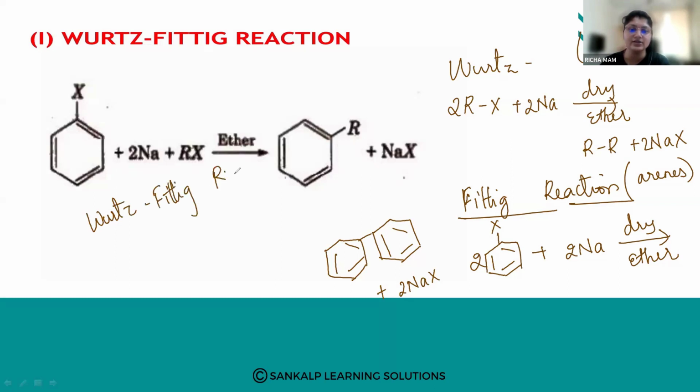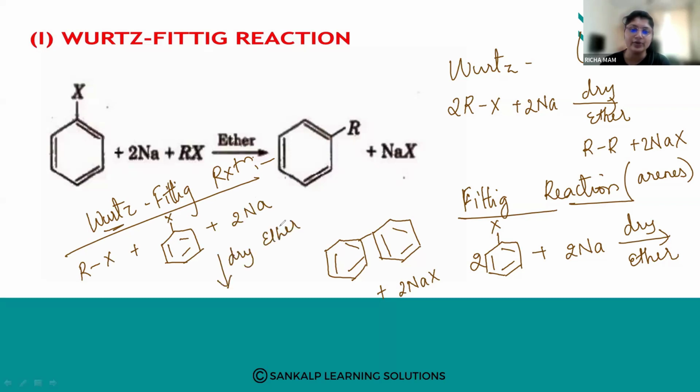Let me tell you about the Wurtz-Fittig reaction. In the Wurtz-Fittig reaction, in Wurtz we take one alkyl halide, and in Fittig we take one aryl halide. So one alkyl halide and one aryl halide, we are going to react with an active metal like sodium in the presence of dry ether. What are we going to get?